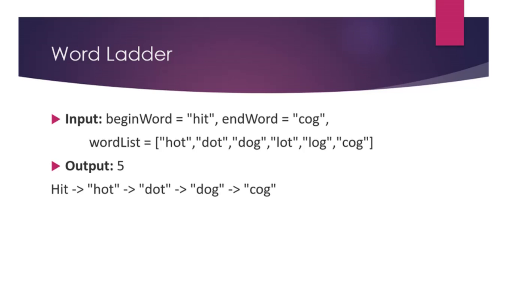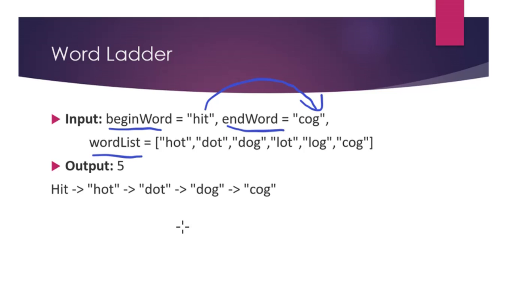Hello there. So today's problem is word ladder. Let's see what the inputs for the problem are. The input is a begin word, an end word and a word list. A begin word is a string and the end word is another string. What we are going to return is the number of transformations it takes to convert the begin word to the end word.